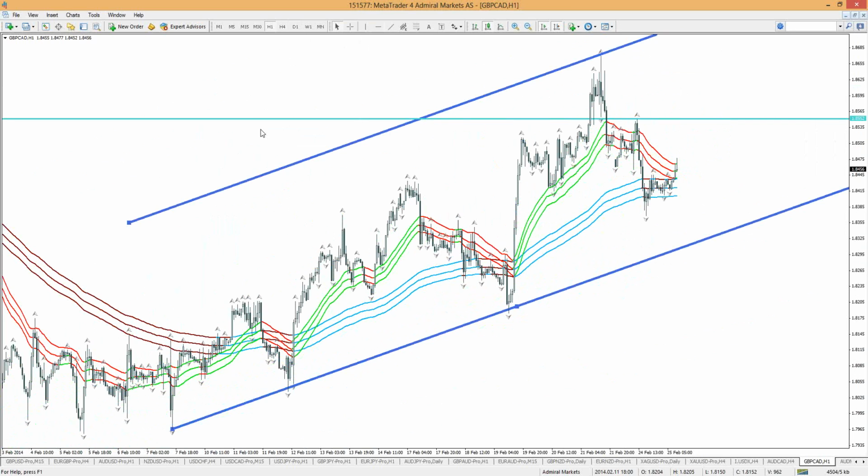Okay, but good observation, Björn. I like this pair. Could be better than the pound dollar, though we have to keep an eye, of course, on pound dollar to have an idea about that.